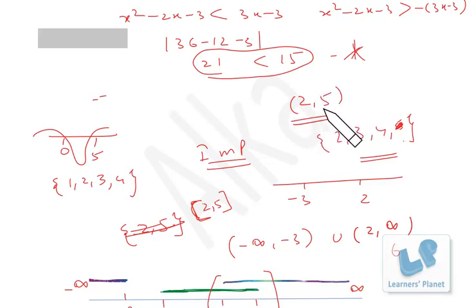Okay, so immediately below 5 the number is included. So this is a real number range, and this is integral values. Okay, I hope this thing is clear. Let's take one more problem. So if at all you have any confusion, that will be cleared.